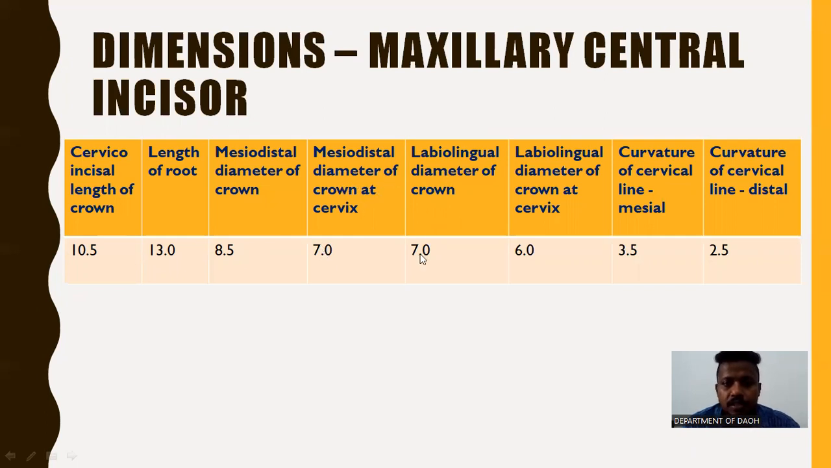Labiolingual diameter of the crown is 7 mm. The labiolingual diameter of the crown at the cervix is 6 mm. Curvature of the cervical line on the mesial is 3.5 mm and curvature of the cervical line on the distal is 2.5 mm. So these are the average measurements of the various dimensions of the maxillary central incisor. This is very important for carving the central incisor.